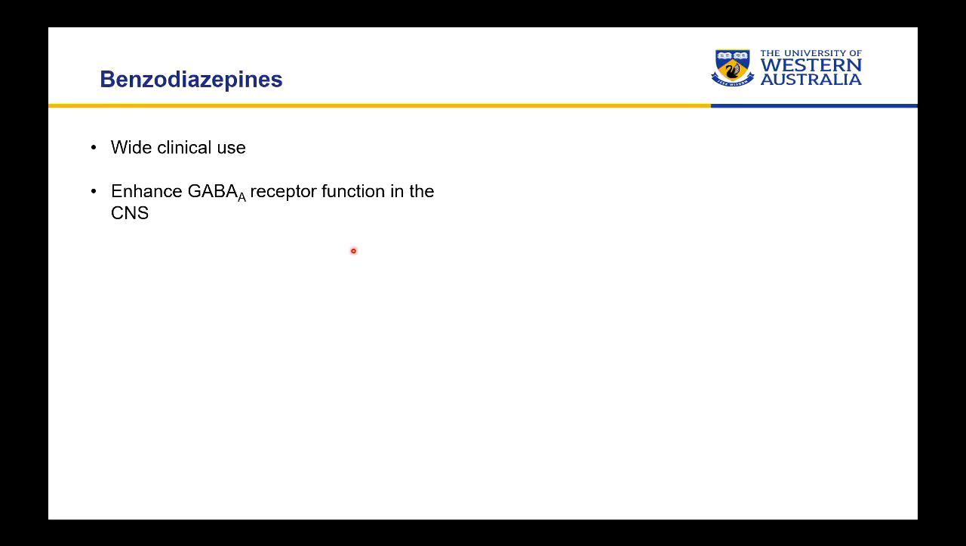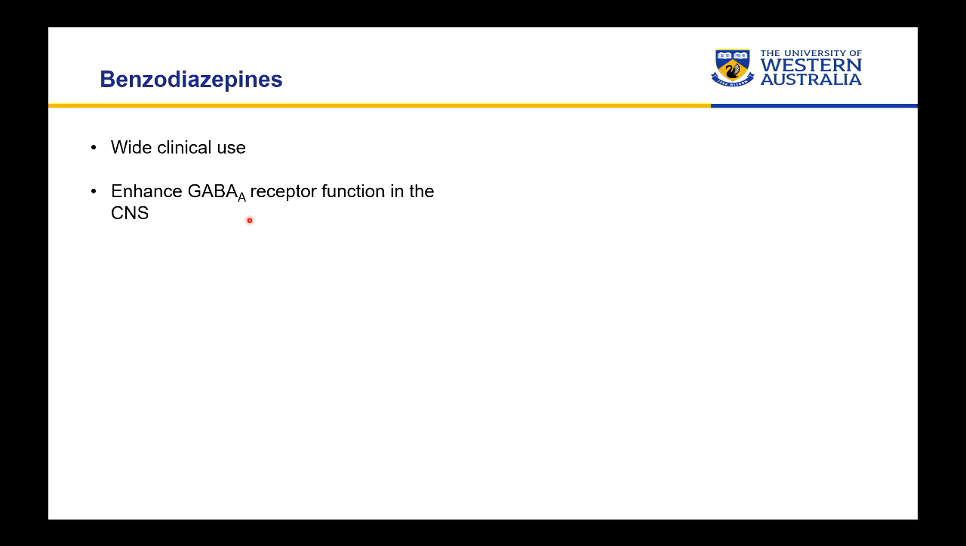And like I was mentioning, benzodiazepines work on these GABA receptors. Benzodiazepines are one of the most commonly prescribed anti-anxiety medications. What they do is they enhance GABA A receptor function in the central nervous system. It's what's known as a positive allosteric modulator.